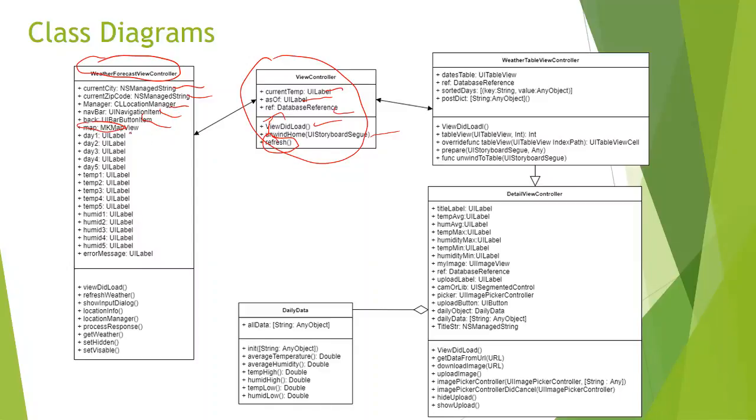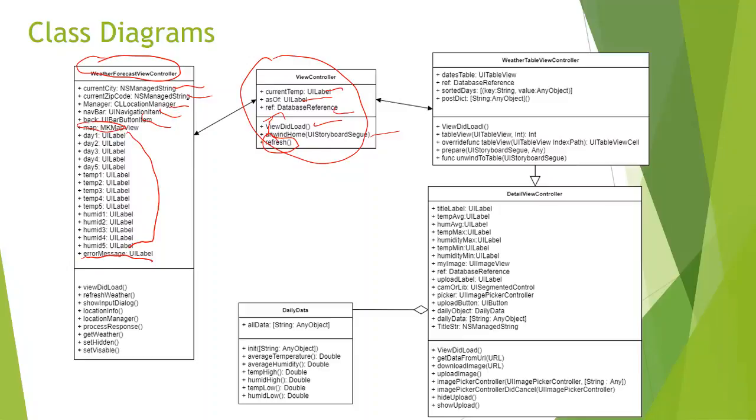And then all of these labels just represent all of the different future forecasts, so days 1 through 5 labeled with the days after what are forecasted. Then this error message is used for displaying if we need to set our location. And once that's done, then it gets hidden.